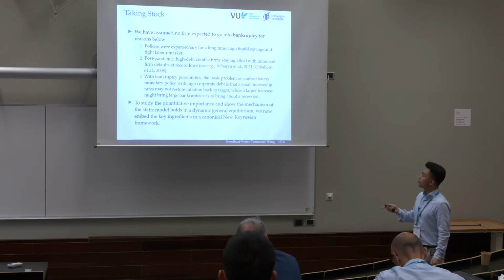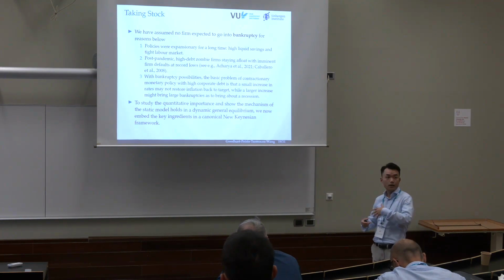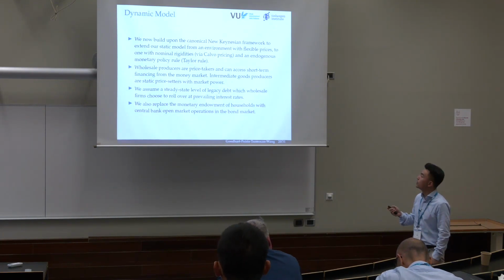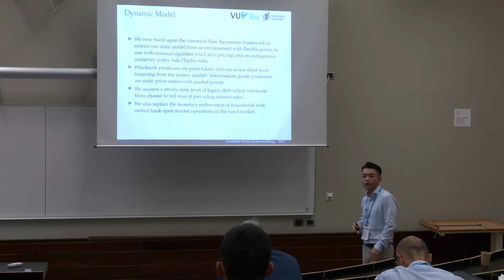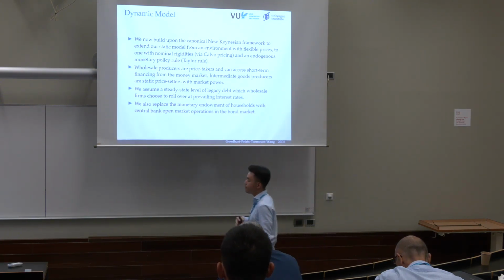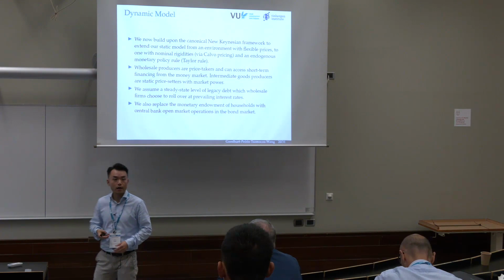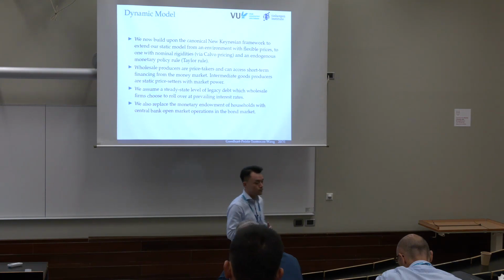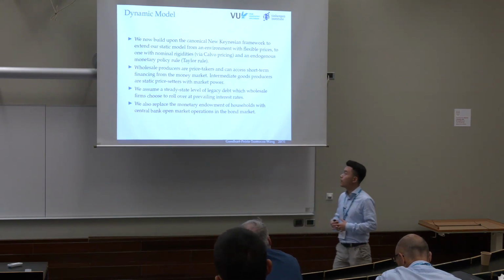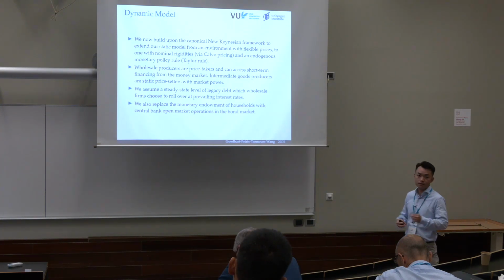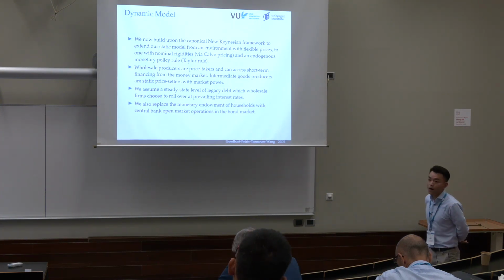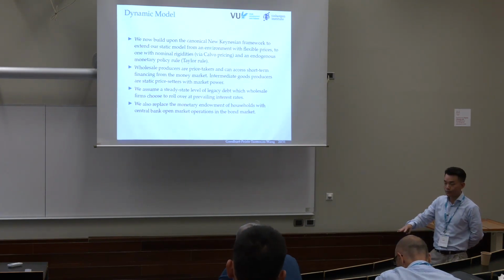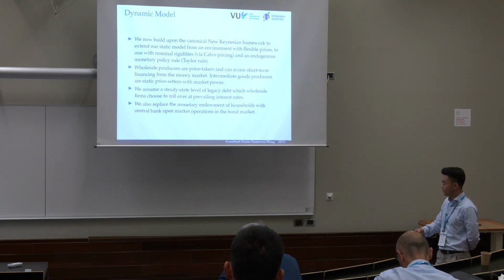For the rest of the presentation, we study the quantitative importance and show the mechanism of the static model also holds in the canonical New Keynesian framework. So we're going to move away from the flexible price equilibrium by considering sticky prices a la Calvo pricing. We're going to have an endogenized monetary policy rule. In the dynamic model, the wholesale producers are price takers. They access short-term financing from the money market to finance their working capital, and they also hold longer-term corporate debt to the lender working households.